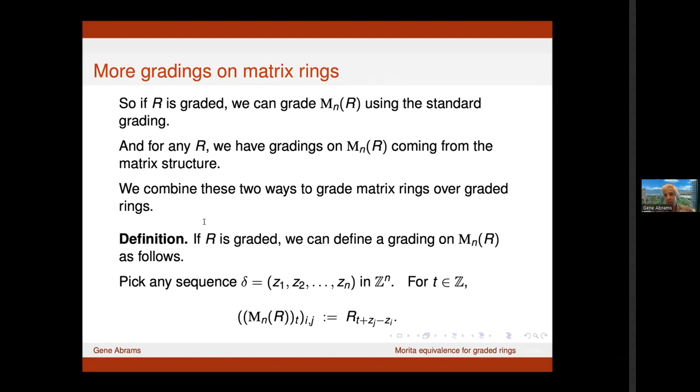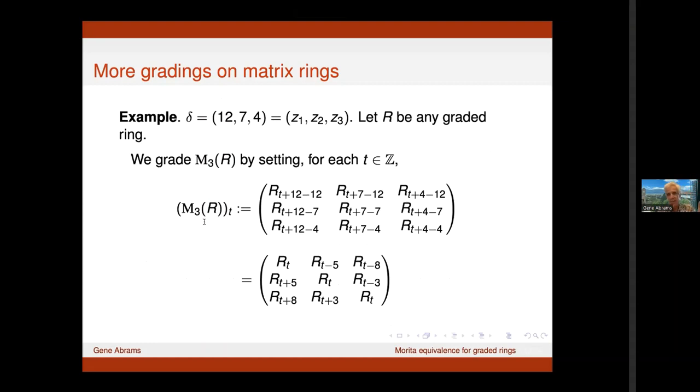And what we can do is combine these two flavors of gradings that we get on the matrix rings in a systematic way. The systematic way is: take an n by n matrix ring over a graded ring, write down a sequence of integers of length n, and now I'm going to deem what the grading on the n by n matrix ring is going to be. If you want to know what is in the T component, the things in the T component have in their IJ coordinates elements taken from this component of the underlying graded ring. Just write down the definition. It turns out you get a perfectly good graded ring, a grading on the n by n matrix ring over R. Just as a trivial example, on the 3x3 matrices, I choose 12, 7, and 4, and then I build a grading on the 3x3 matrices.